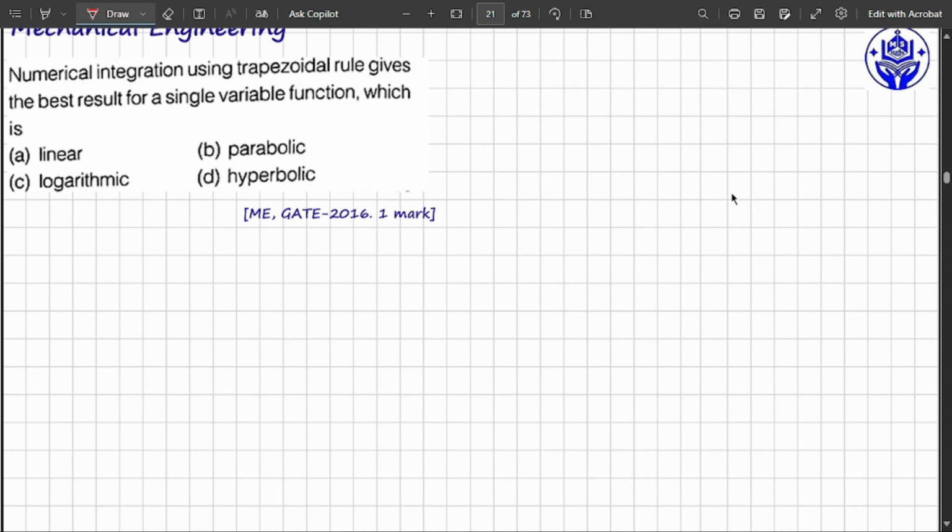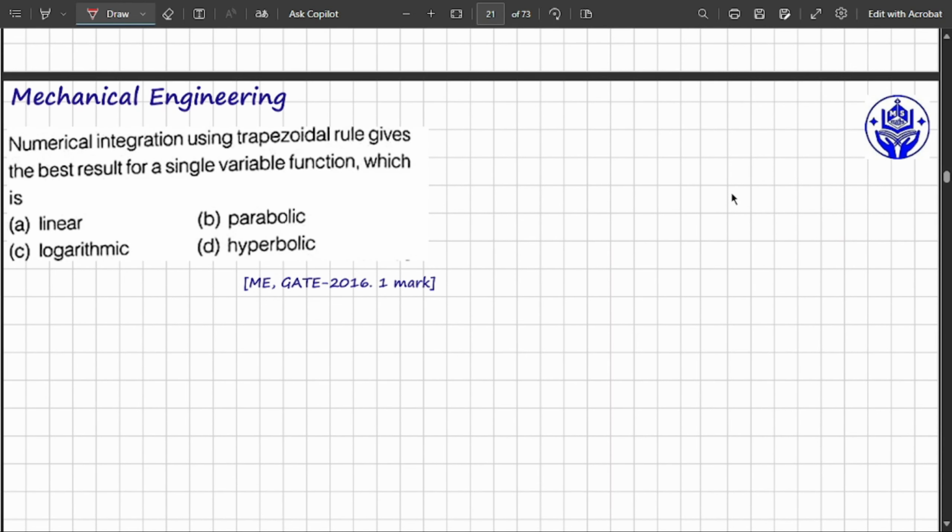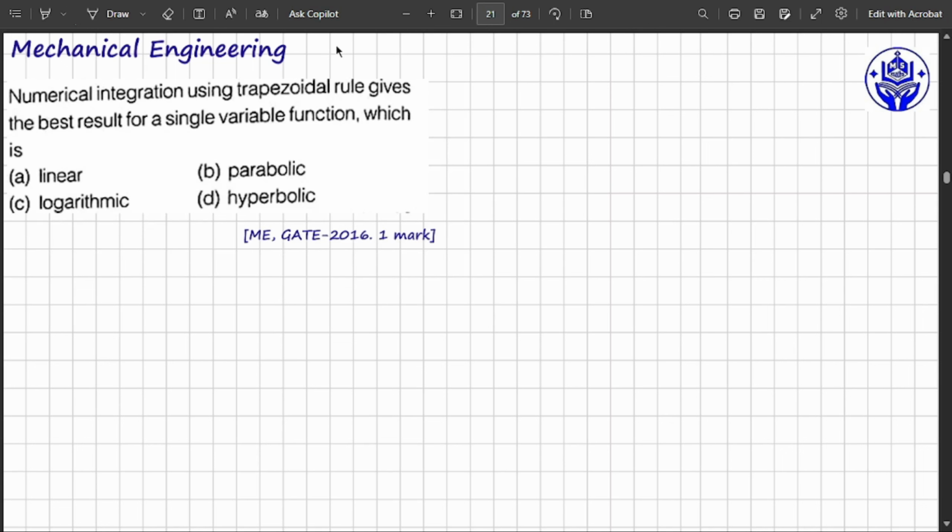Okay, the next question is related to numerical integration. The numerical integration using the trapezoidal rule gives the best result for a single variable function.